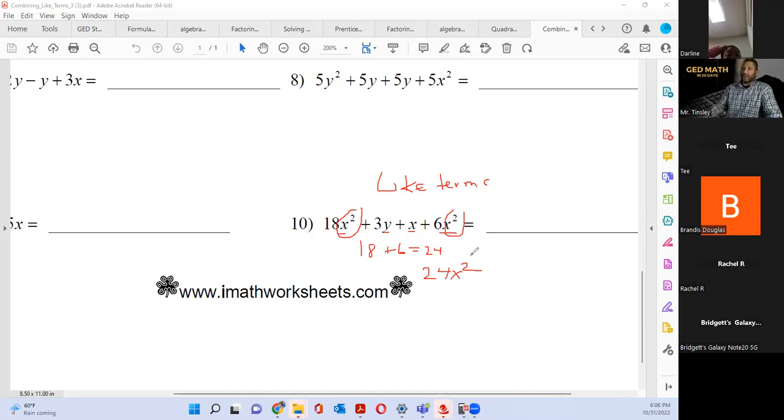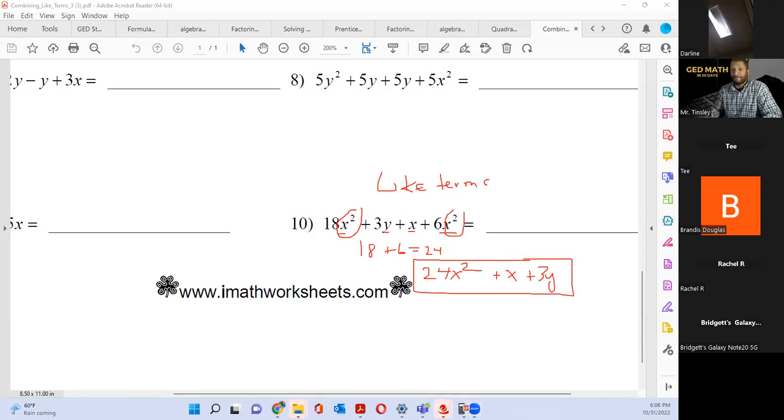Highest degree first, then alphabetical order. So plus x plus 3y. That's really all it is. We're combining like terms. Got me? Kinda. You make it seem so easy.